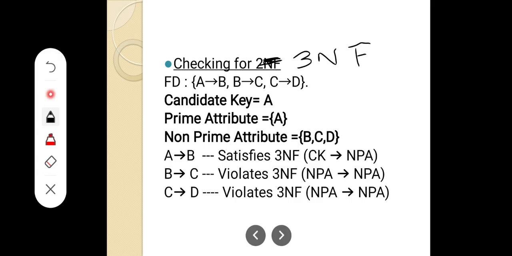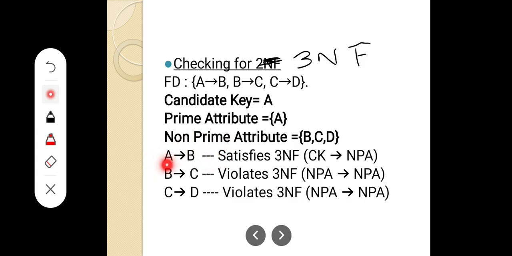Okay, we are checking for 3NF. So the same functional dependency and the same candidate key, prime attribute, non-prime attribute, we have again taken down. Now we'll check A determines B. Take the first functional dependency, A determines B. What is the condition for 3NF? The 3NF condition is whether the LHS must be a super key. If it is not a super key, then the RHS must be a prime attribute. Any of the conditions can hold.